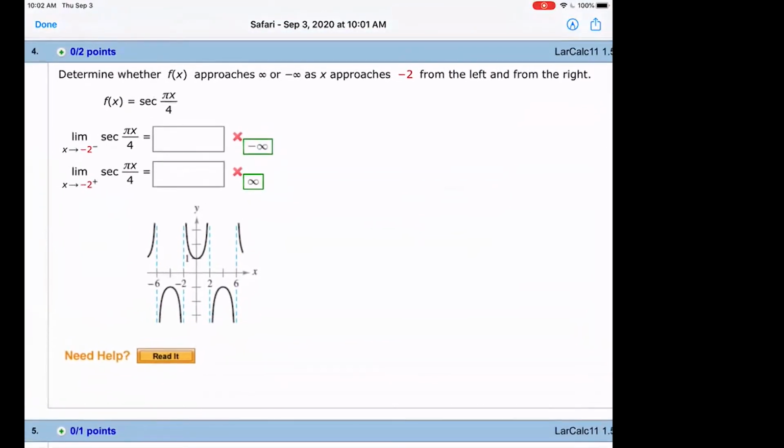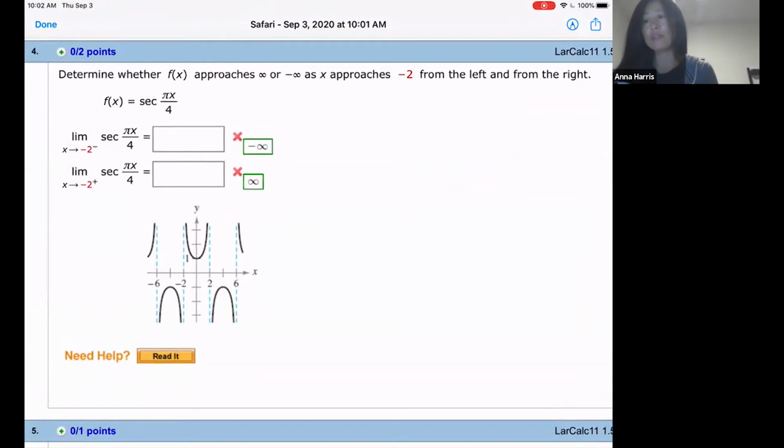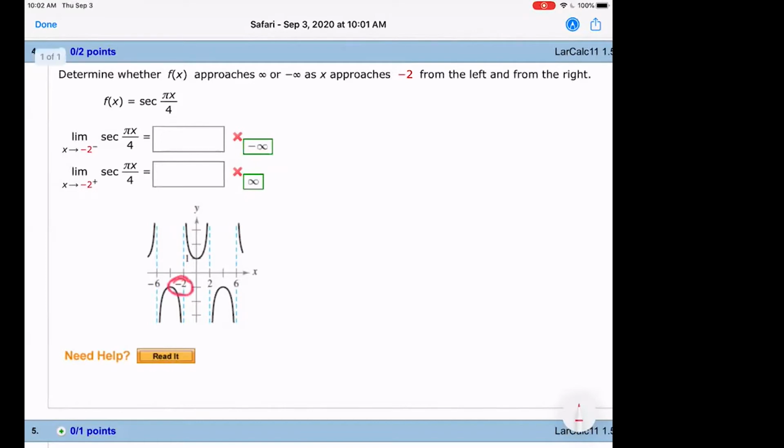Okay, number 4. To determine whether f of x approaches infinity or negative infinity as x approaches -2 from the left and from the right of the function f of x equals secant pi x over 4. So we need to look at -2. So I need to look at this number right here. -2. Are you with me?